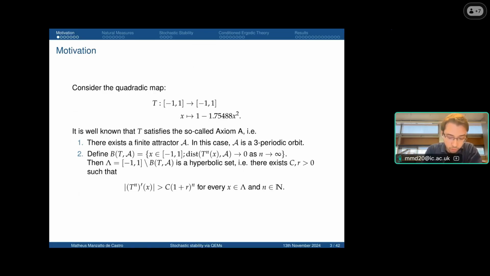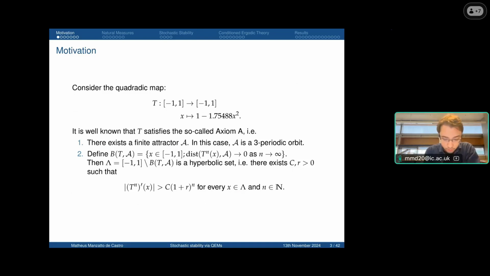One can show that one of the properties of this map is that it is called Axiom A. If you go to the book of de Melo and van Strien, One-Dimensional Dynamics, they call it Axiom A. So there exists for this map a finite attractor A, which in this case is a three periodic orbit. That's why I said it is in the three periodic window. And if you define B(A) as the basin of attraction of this map, then the complement of it is a hyperbolic set. What I mean by this is that there exists some C and a rate such that for each point that you take in this set Lambda, its derivatives will increase exponentially fast.